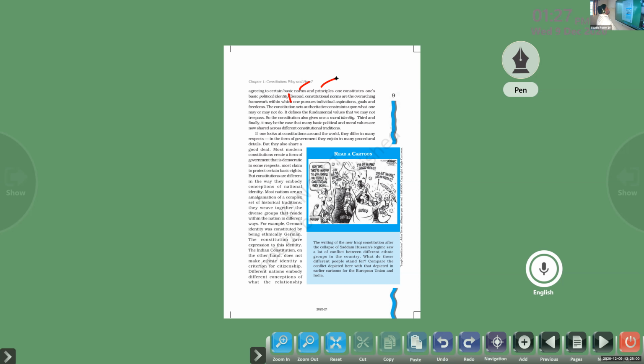So the constitution also gives one a moral identity. So political identity is there. The next one is moral identity, morality. So we should not create problems for others.